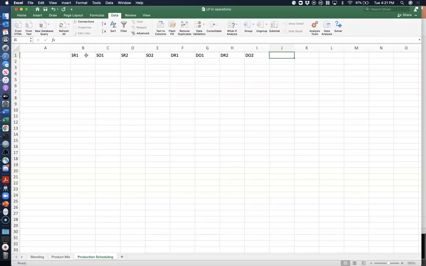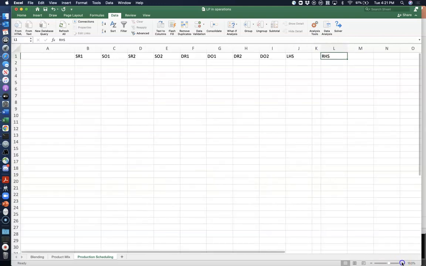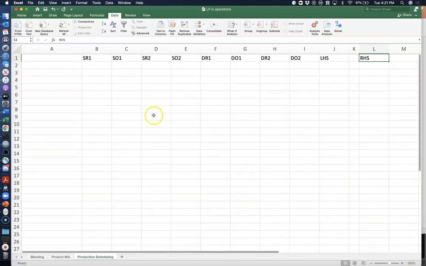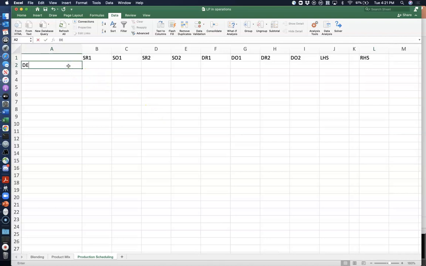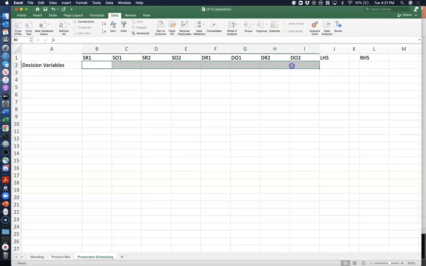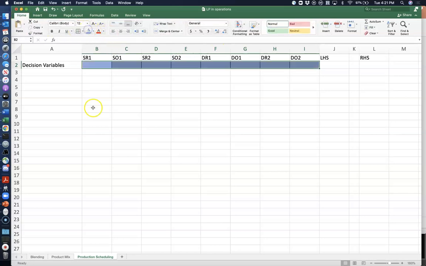So these are decision variables, and obviously we have left hand side and the right hand side. And slightly bigger. There you go. Okay, first are the decision variables. So these are our 8 decision variables right here. As usual, I'm going to color them. And the objective.